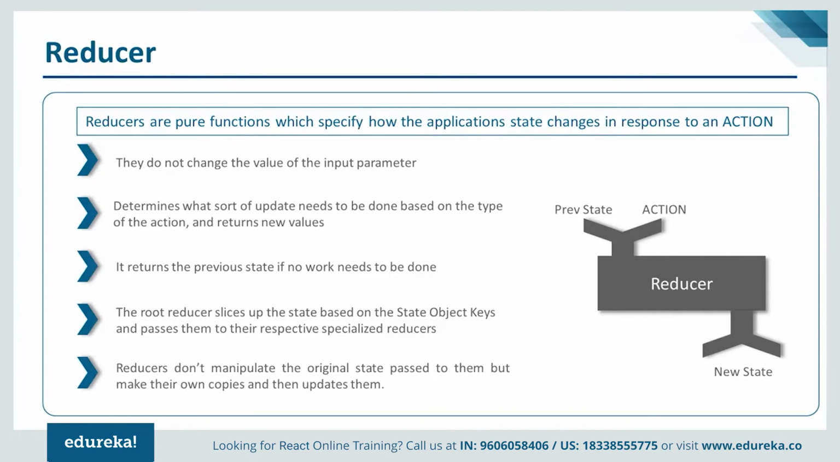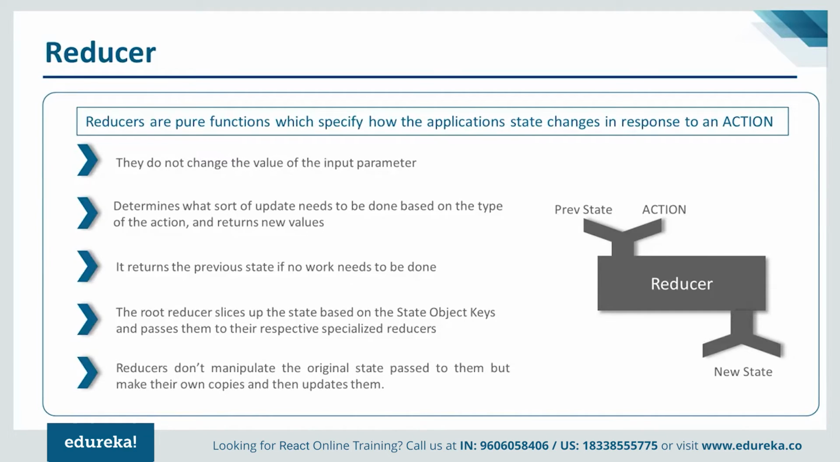Then they determine what sort of updates need to be done based on the type of action. In the previous slides, you saw the type of action. So they determine what sort of update needs to be done based on the type of action and return new values. It returns the previous state if no work needs to be done. And then the root reducer. Please remember this: there is always a root reducer in Redux which slices up the state based on the state object keys and passes them to their respective specialized reducers. There can be multiple reducers, but there is always a root reducer in Redux.